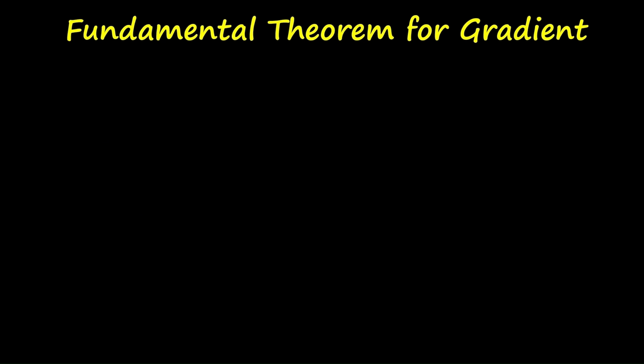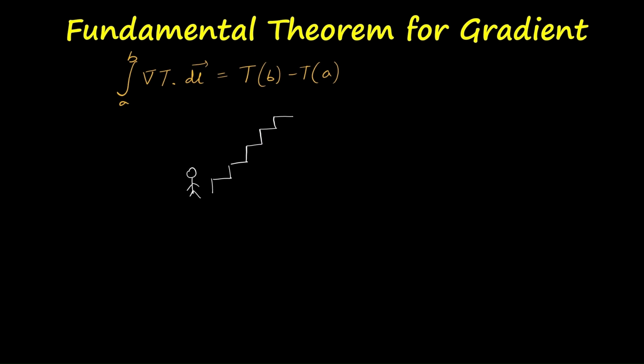Now we have got the mathematical expression, that is, the integral from A to B of the gradient of a scalar function is equal to the function value at the 2 endpoints. So what is the meaning of this? To understand this meaning, let us take one example. Suppose you have a staircase, let's say, with different steps, and you are standing here and you want to measure the height.